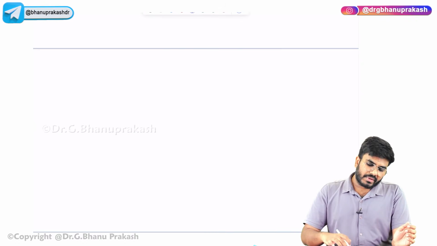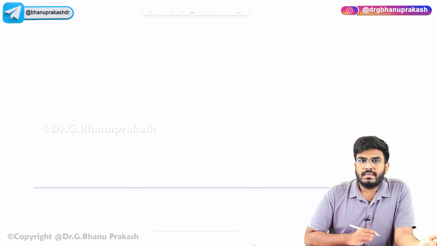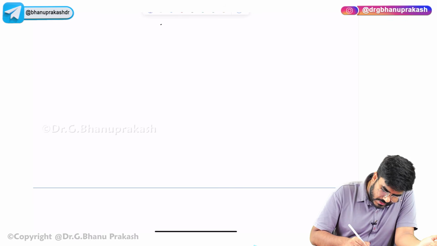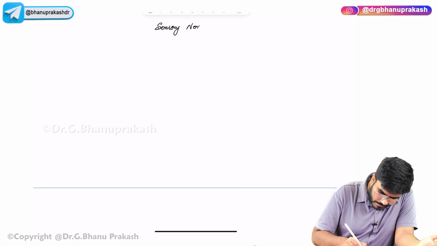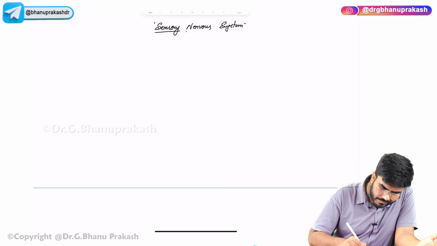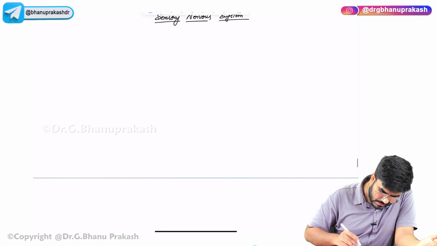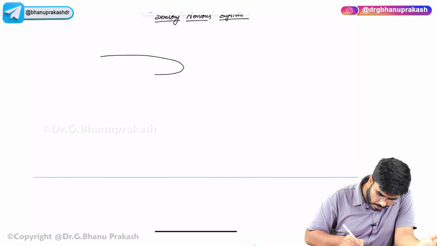Now let's have a rapid revision on the central nervous system. First I will be discussing the sensory nervous system. In the sensory nervous system, first let me discuss the spinal cord.